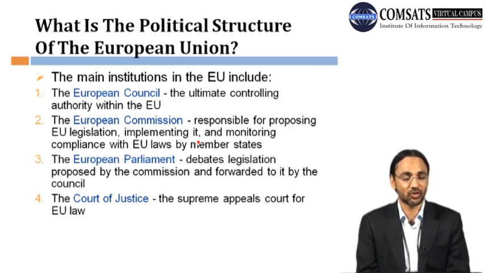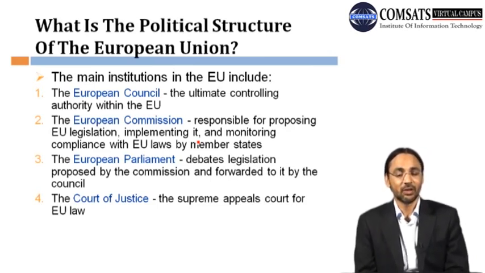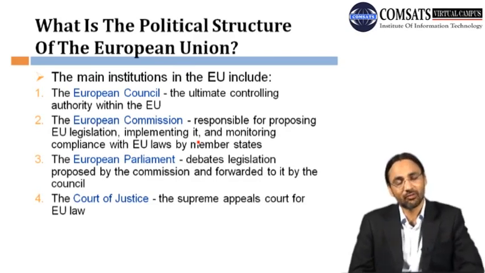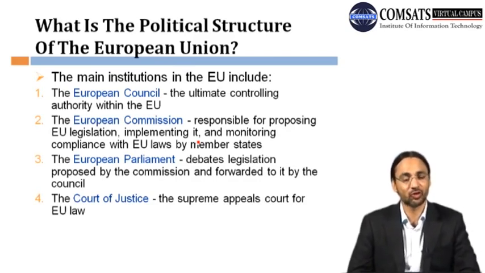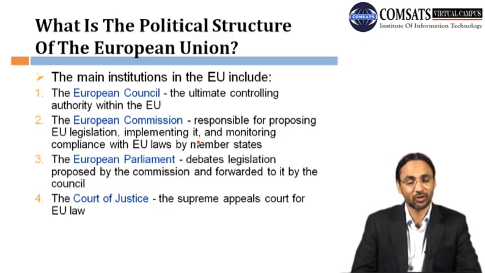on legislation proposed by the Commission and forwarded by the Council. The last one is the Court of Justice, the Supreme Appeals Court for EU law. The EU has its own European Council, its own European Commission, its own Parliament and Justice. These are the four main institutions that they have in the European Union.